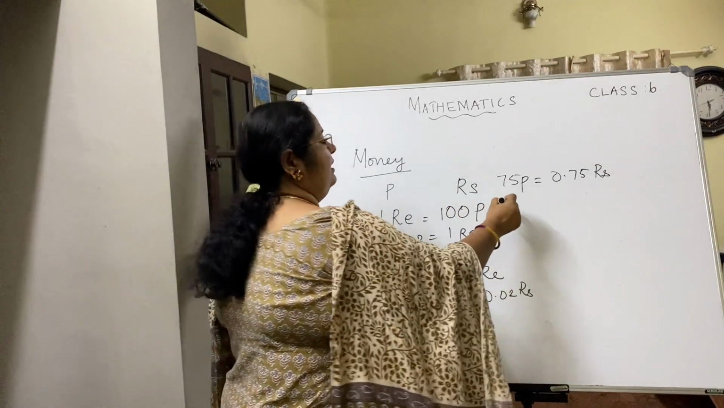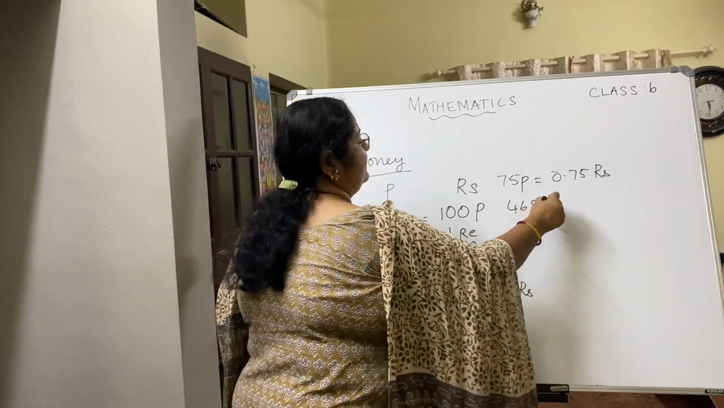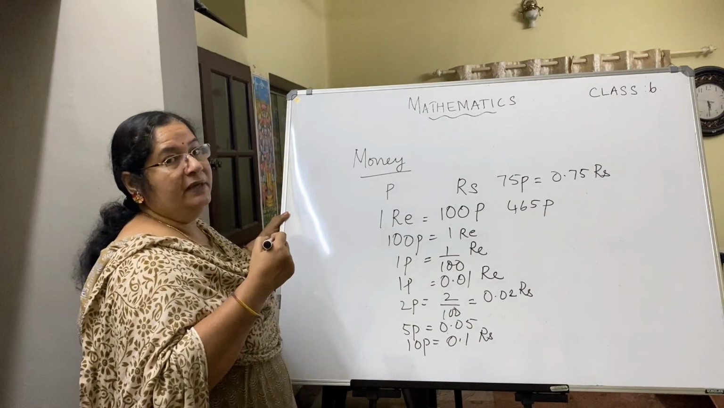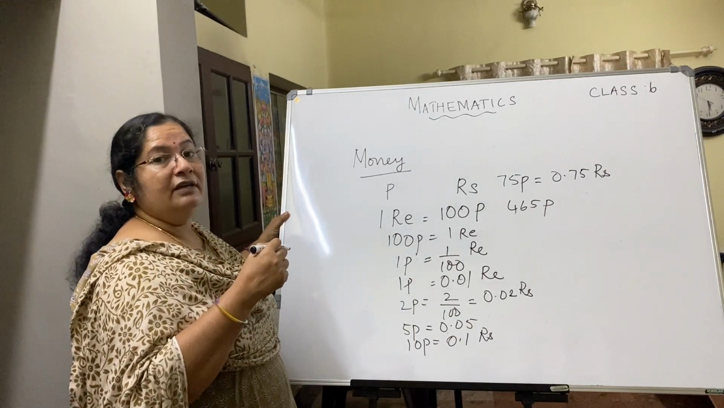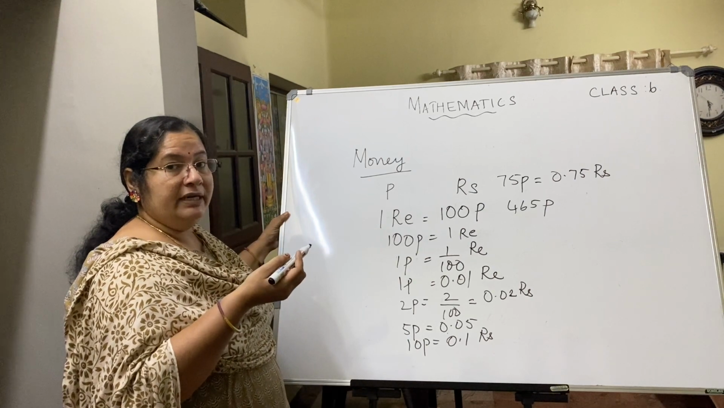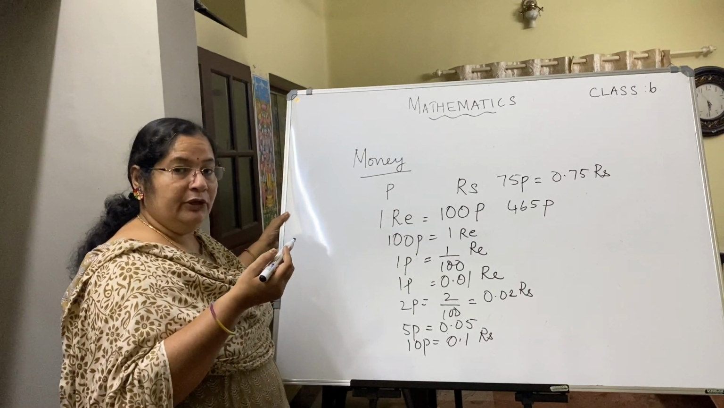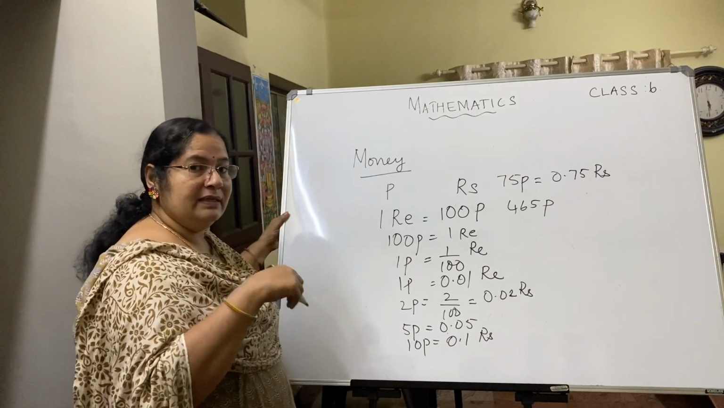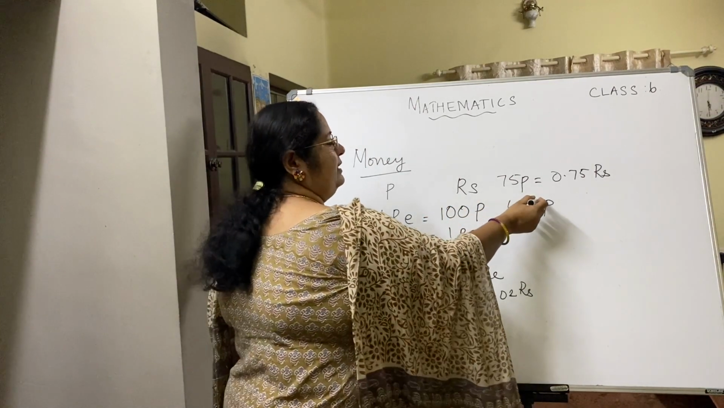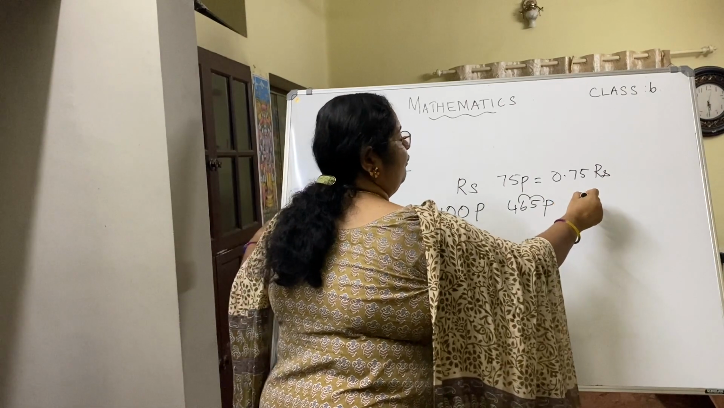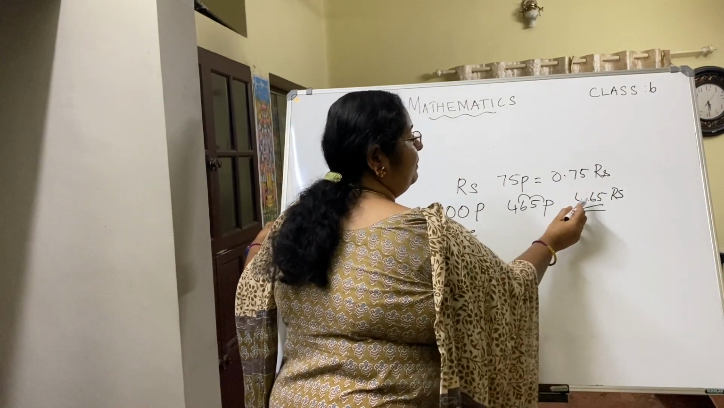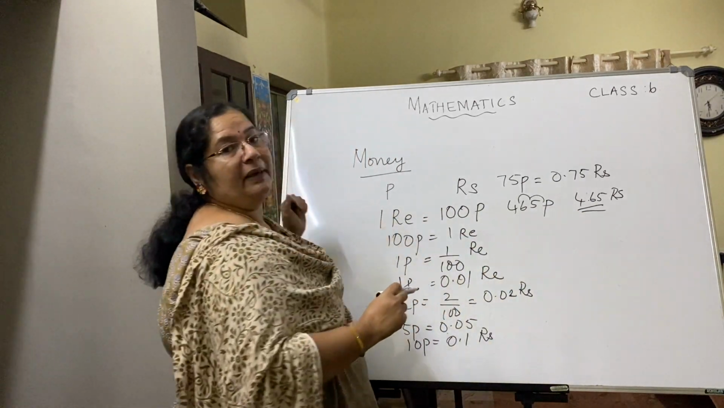Now suppose it is 465 paise. Converting to rupees, 465 in decimals you write as 465.0. Shift the decimal point 2 places towards the left, and it becomes 4.65 rupees, or we will say 4 rupees and 65 paise.